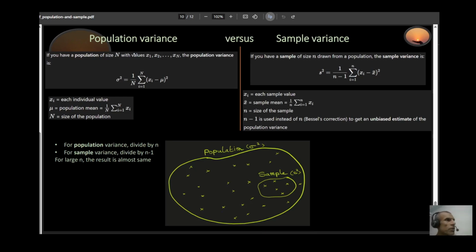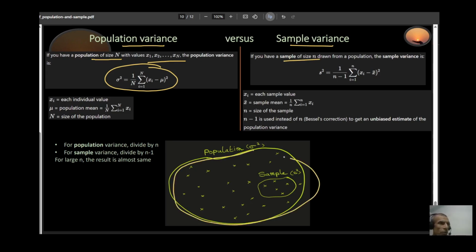So now let's try to understand the difference between population variance and sample variance. In your population variance, let's say your population is of size capital N, and this is my data point right here. The population variance is given by this formula right here, okay? On the other hand, for your sample variance, let's say you draw a sample of size small n. So let's say this is your population, okay? From this population, I draw a small subset as a sample, and the size of this small subset is small n right here. So the formula in this case would be given by this.